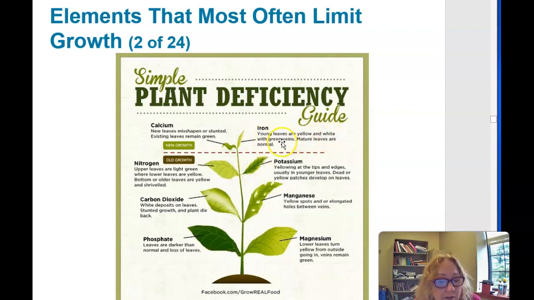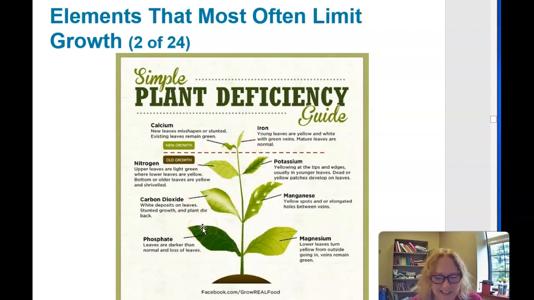Iron: young leaves are yellow. This is not mobile, so it's affecting these new young leaves, because this leaf down here can't sacrifice its iron because it's immobile. It can't move it. Versus phosphate, leaves are darker than normal and they just fall off.